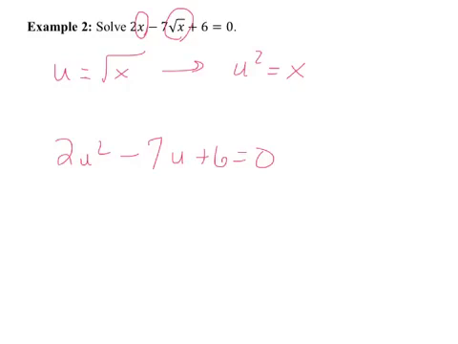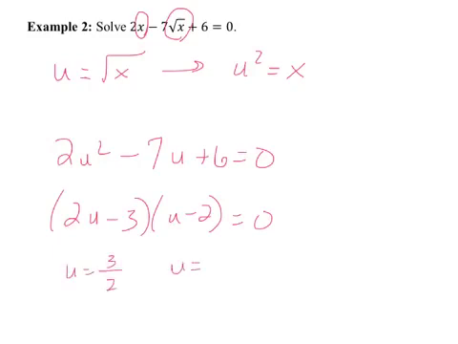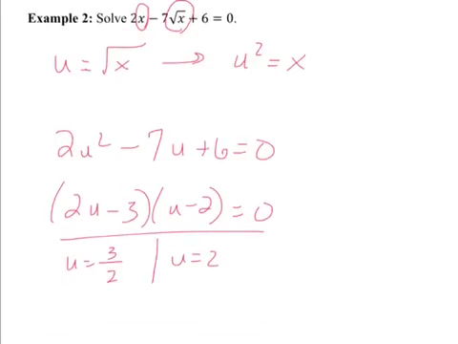Then I can go ahead and solve for u by factoring this. This is, again, easily factorable. This one is 2u minus 3 and u minus 2. Solving here, we're going to get u equals 3 halves or u equals 2. So those are the possible solutions for u.